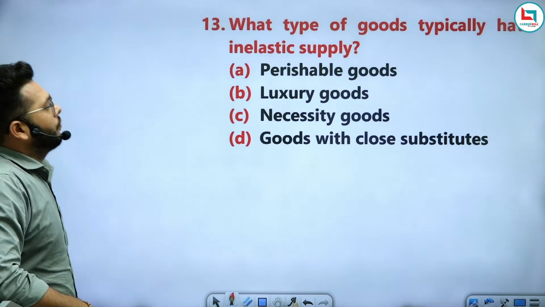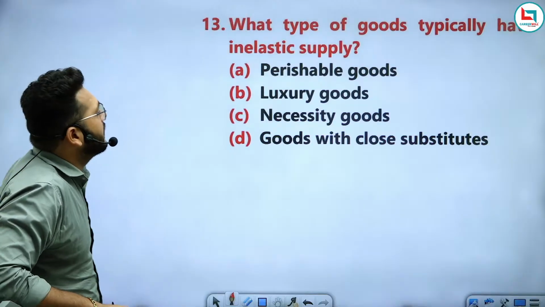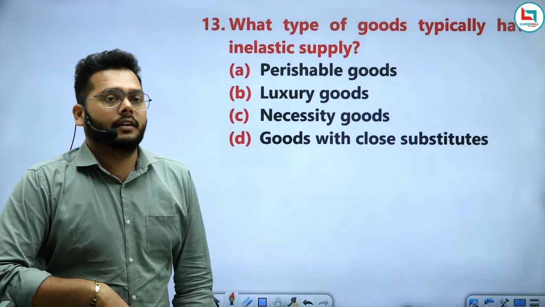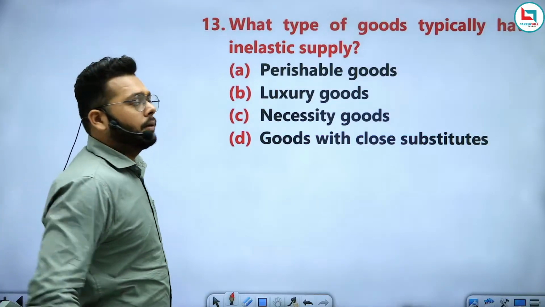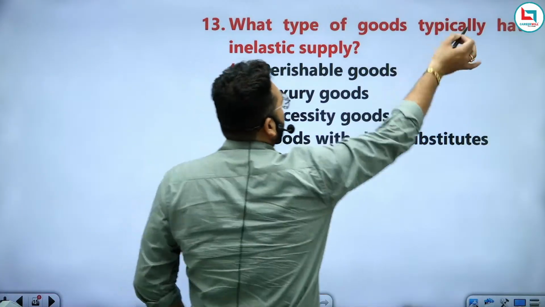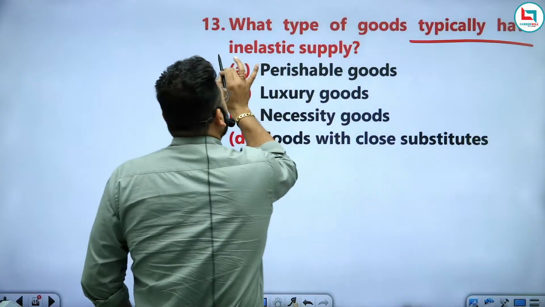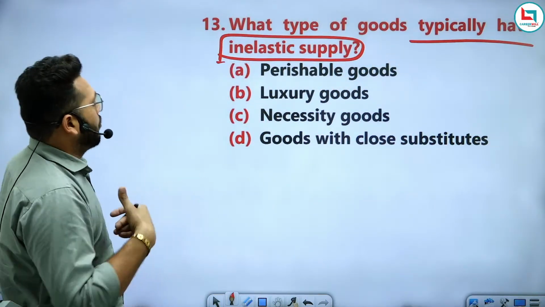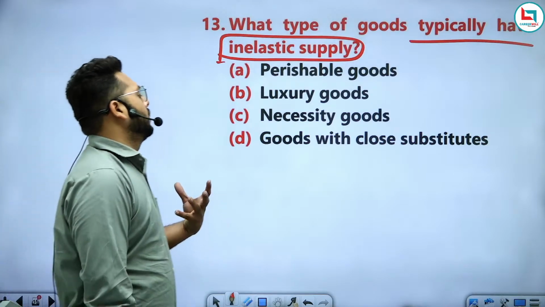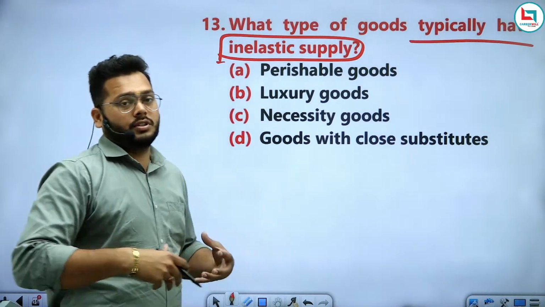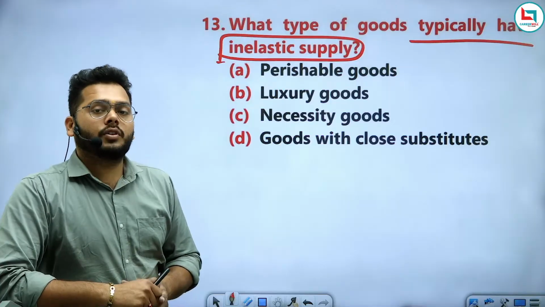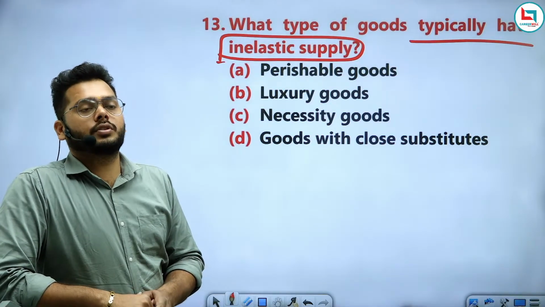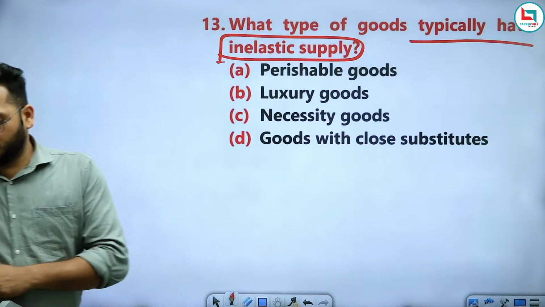Now next question: what type of goods typically have inelastic supply? Perishable goods, luxury goods, necessity goods, goods with close substitutes. Close substitute means what? You understand? Close substitute, you understand or not? Just answer me fast.